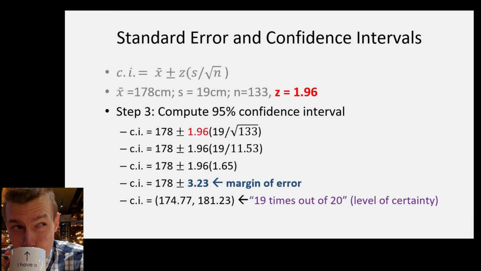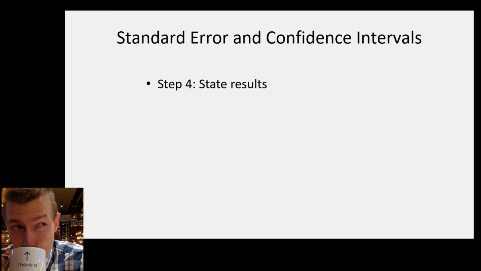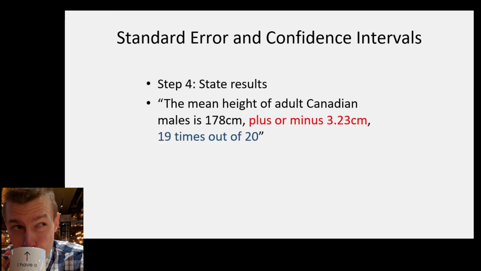19 times out of 20, this confidence interval, or more strictly, ones like it, will contain the actual population value, according to our sampling distribution knowledge. This is provided our sample was random, but you know, assumptions. So we can report our results. This is an inference. It's not just a description. The mean height of adult Canadian males is 1.78 centimeters, plus or minus 3.23 centimeters, 19 times out of 20. It's an inference and not just a description because we do not know the mean height of Canadian males. We're inferring it with some expected level of error from our sample.